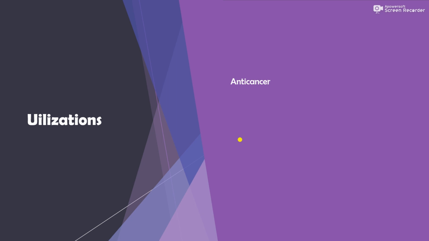Next is the utilizations of Taxol. It is used in cancer, as an anti-cancer agent, analgesic, anti-inflammatory, antipyretic, and anticoagulant.